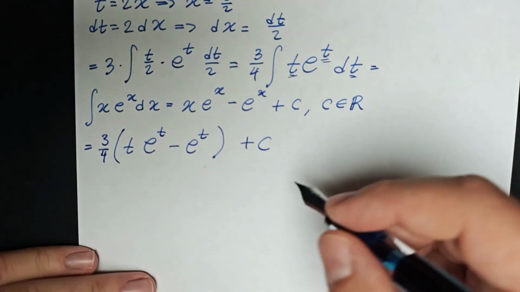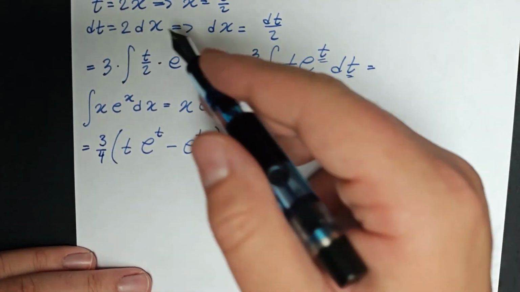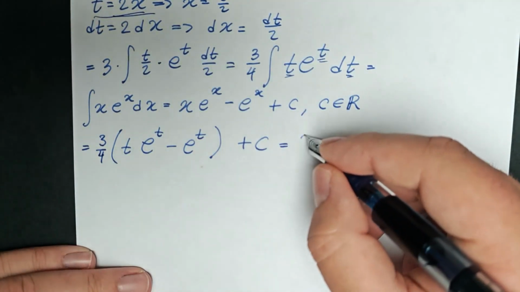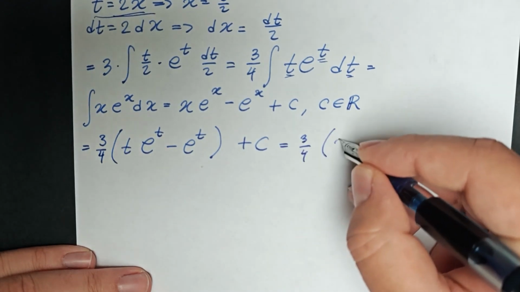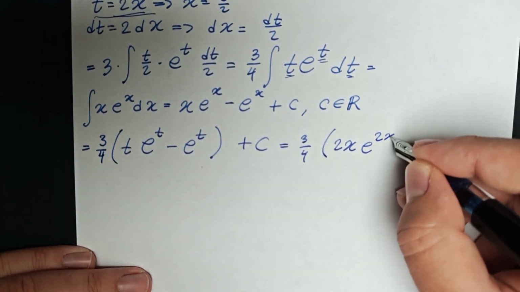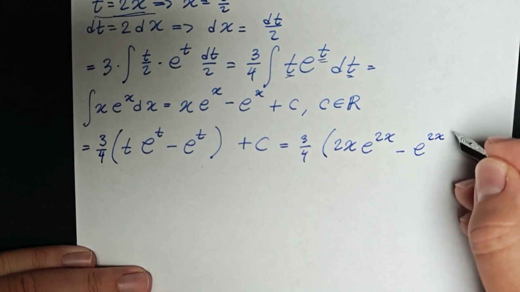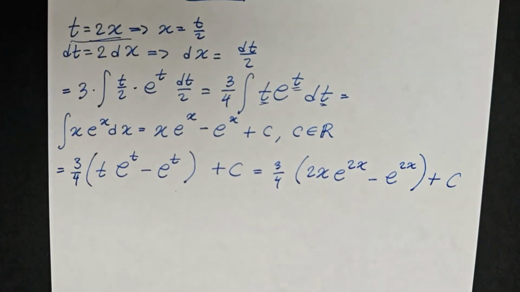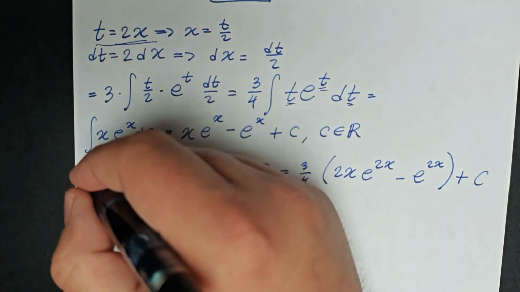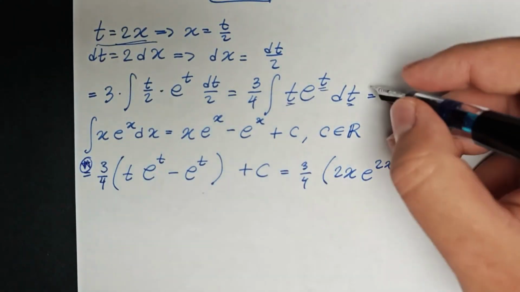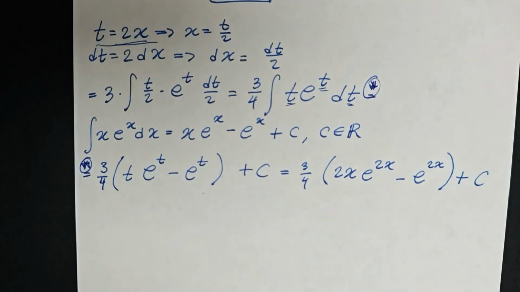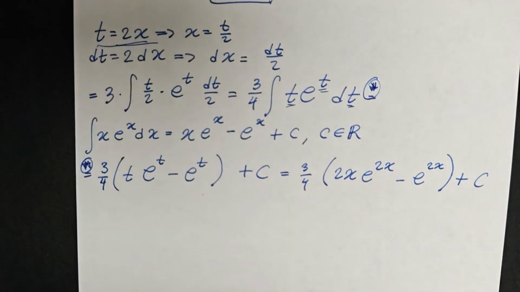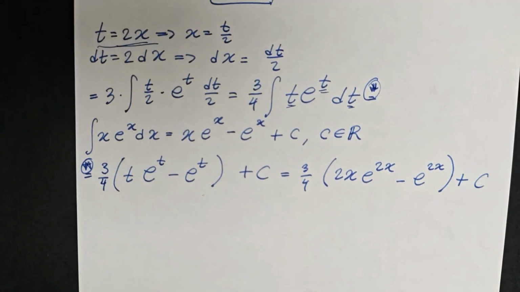When we return our substitution that t is equal to 2x, we get 3/4 of 2x e to the power 2x minus e to the power 2x, plus a constant c, which is a real number. I just want to make one simple note here at this sign of the equation. You can ask at this point a legitimate question. Hey stupid, what did you do to that constant c?